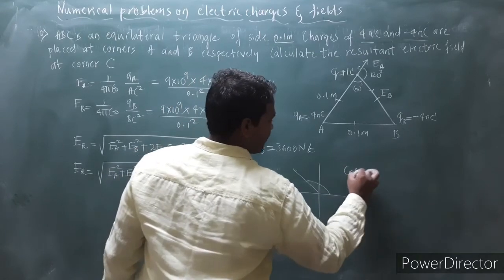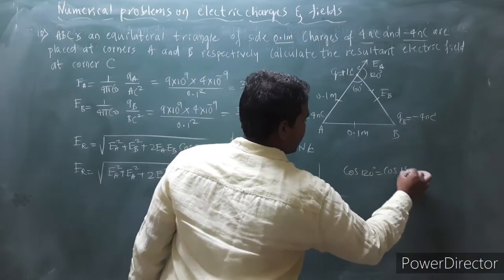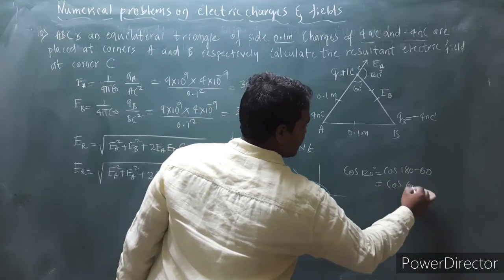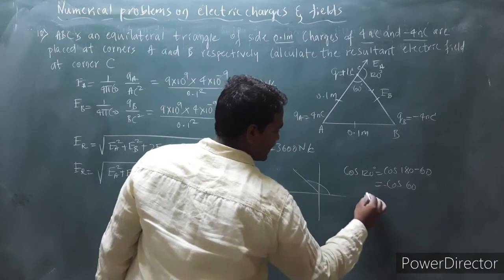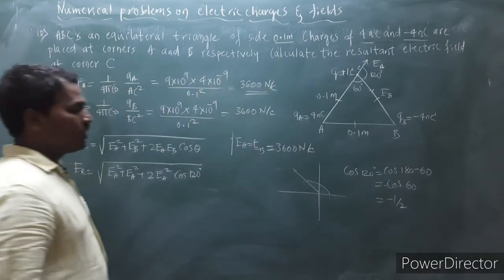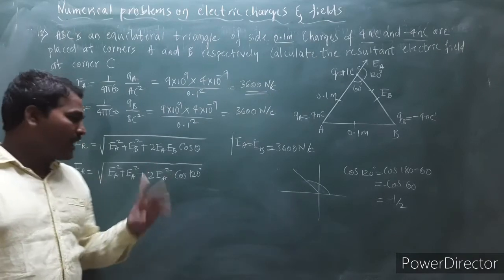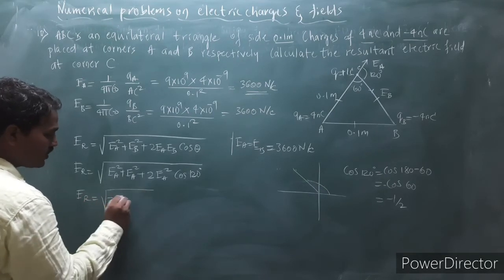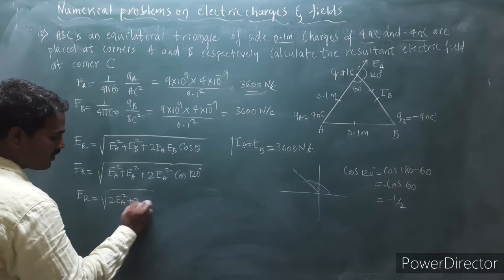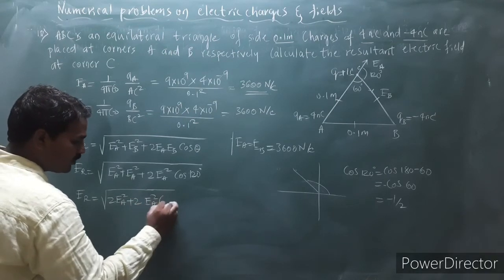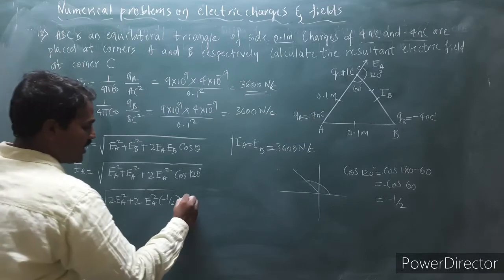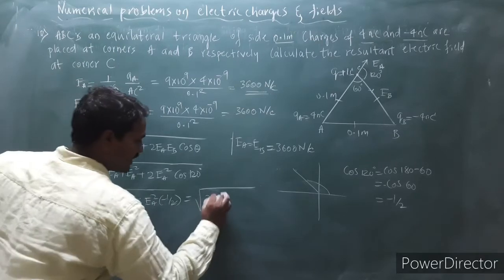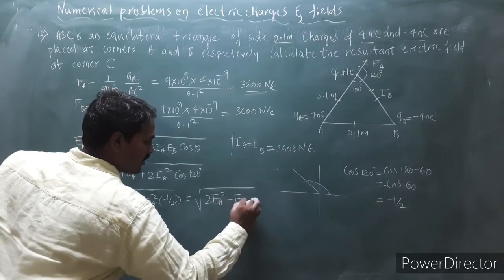So this cos 120 degree, I can write it as cos of 180 degree minus 60 degree. So that remains as a cos, but it is in the second quadrant. In the second quadrant cos is negative, so this is equal to minus 1 by 2. So substitute cos 120 degree is equal to minus 1 by 2 in this equation. I'll get ER is equal to square root of 2 times EA square plus 2 into EA square into minus 1 by 2. If I simplify this, the 2 gets cancelled here, and I will get 2 times EA square minus EA square.